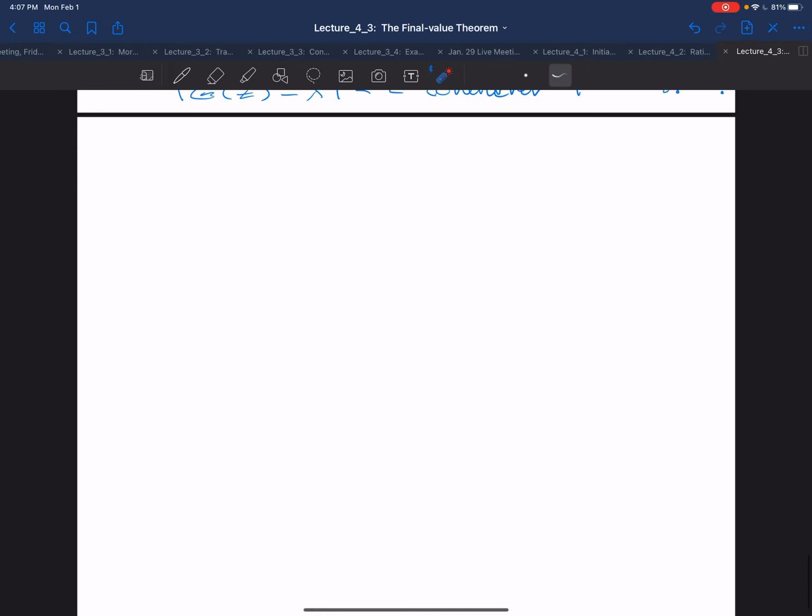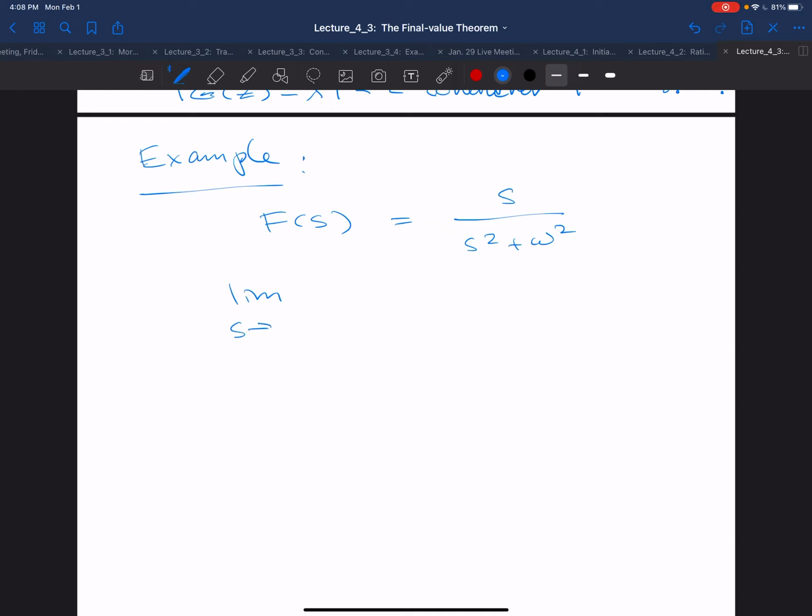So let's look at some examples. Suppose F of s, excuse me, is s over s squared plus omega squared. Then the limit, as s goes to 0, of s times F of s equals the limit, as s goes to 0, of s squared over s squared plus omega squared. So that's going to be 0. It's not too hard to see. You can apply our epsilon delta proof if you like.